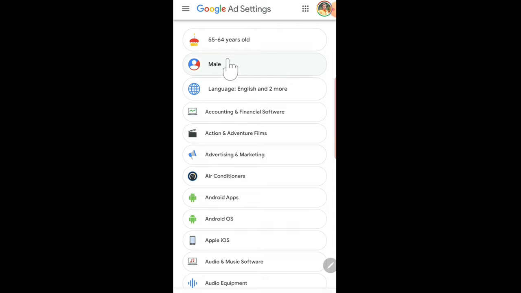So let's see. Google thinks I'm 55 to 64 years old. That is true. Thinks I'm male, so they got that right. And they say that I speak English and two more languages. My guess is that those languages are French and Spanish. And this is my first time even being on this page, so I don't know much about it. Let's click on this item and see whether I can see any information.